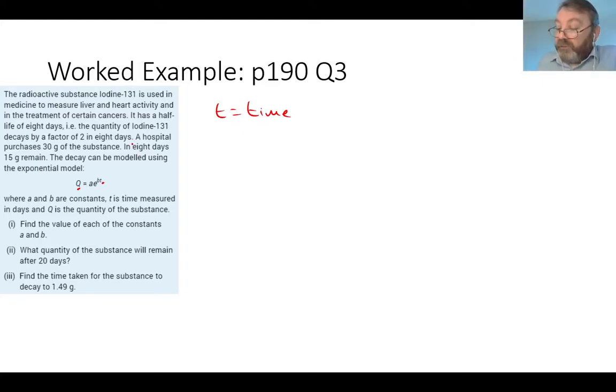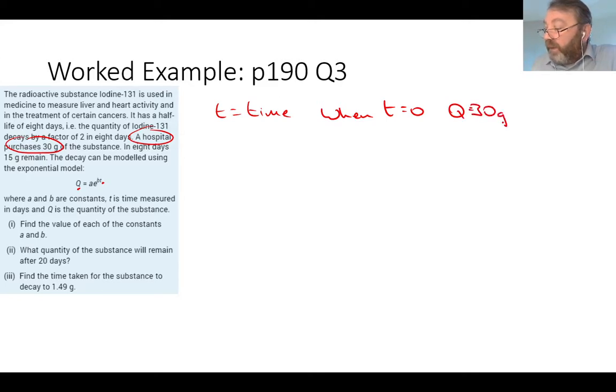What did the hospital purchase? A hospital purchases 30 grams. When? On day 1, or I should say T equals 0. At the very start we purchased 30 grams. So when T is equal to 0, what does that mean? The quantity of radioactivity is equal to 30 grams. So there's the first thing I pull out of that paragraph. The hospital purchases 30 grams at the beginning of this particular situation, and the beginning of any situation is T equal to 0.